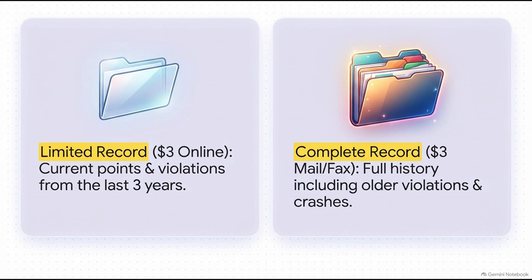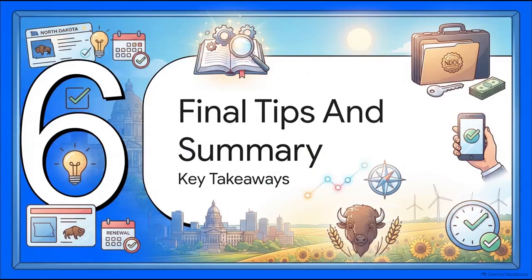So if you need a deeper look at your history, you're going to need the complete record. This one also costs $3, but you cannot access it instantly online. Nope, you actually have to submit a specific form, SFN 51386, via snail mail or fax to get your full unredacted history. Okay, we've reached Section 6, Final Tips and Summary.